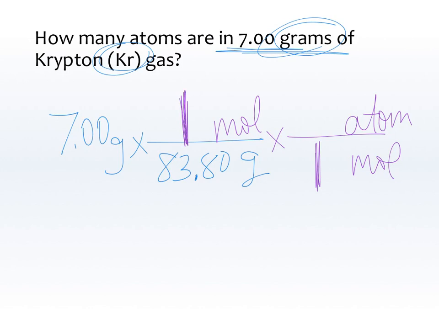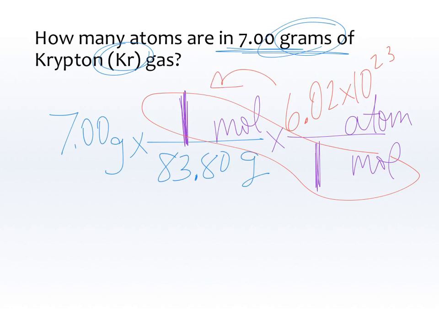And so 1 mole has a mass of 83.8 grams, but 1 mole also contains 6.02 times 10 to the 23rd atoms. If you want to, you can skip this step and just put the 6.02 there as the top. That would work just fine. It actually does the same thing, but if having the moles in there makes more sense to you, that's fine too. So we'll have 7.00 grams times 1 times 6.02 times 10 to the 23rd divided by 83.8 grams divided by 1 equals 5.03 times 10 to the 22nd atoms.